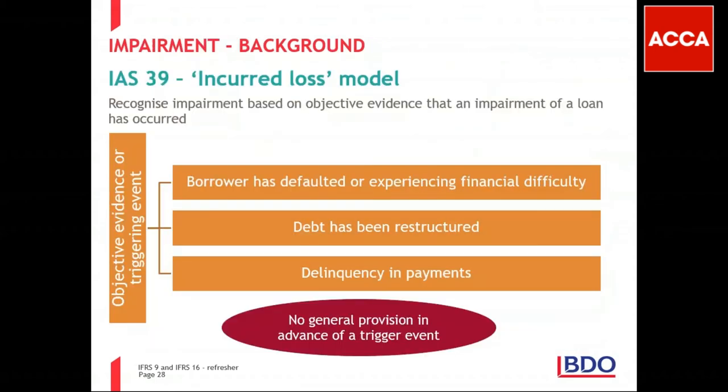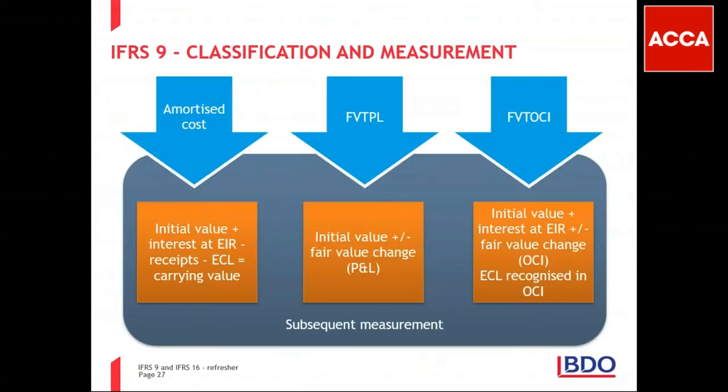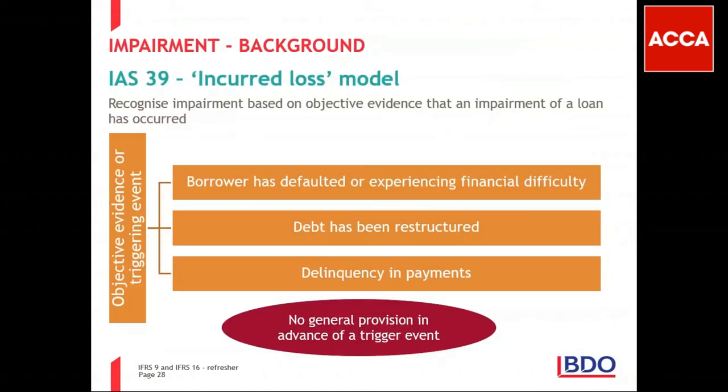Rather, it would be shown as an equity reserve under OCI. So these were the main changes from classification and measurement perspective. Now let's look at the changes with respect to the impairment model. IAS 39 was requiring entities to record impairment losses based on the incurred loss model.